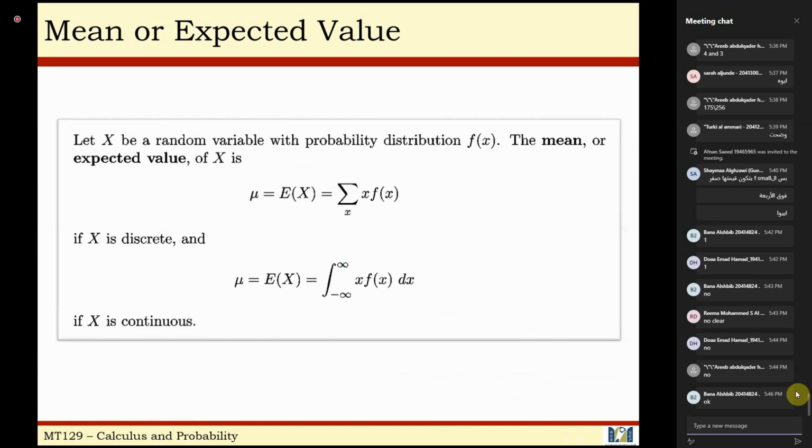Now we have the mean and variance. Firstly, the mean. What's the meaning of mean? This is the summation of all x multiplied by f of x. This is the mean, which is what we call the arithmetic average. For any experiment, it is x multiply f of x. x multiply f of x.